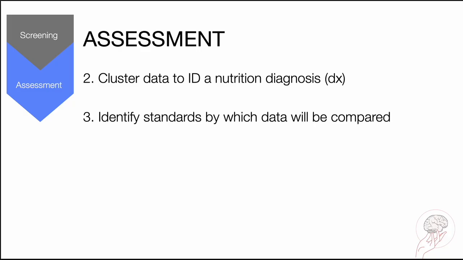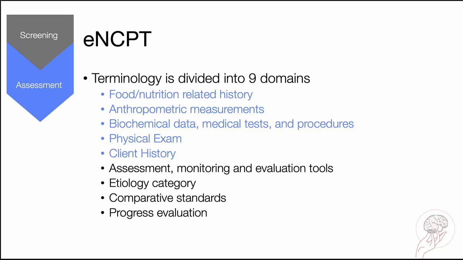And to do that, we also are going to need to identify standards to which our data will be compared. So this might be the DRIs. These might be standards for blood sugar from the American Diabetes Association or from the American Society for Parenteral and Enteral Nutrition, or it could be institutional standards at your hospital or work setting.